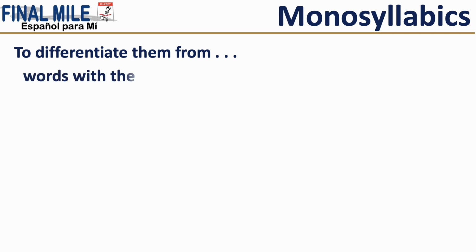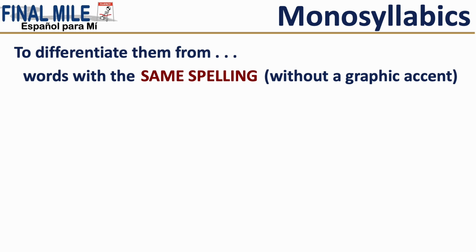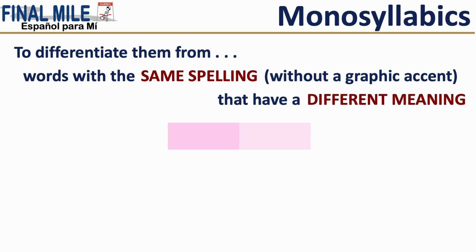It is to differentiate them, only in writing, obviously, because they are pronounced exactly the same way, from words with the same spelling that do not have a graphic accent but have a different meaning. So again, in writing. When you're speaking, you would be able to tell which one is meant from context. Okay, más with an accent means more. Without an accent, it means but. Again, they sound exactly the same.